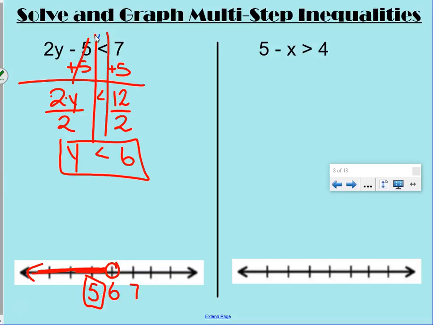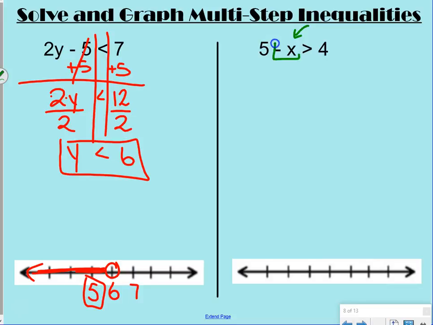5 minus x is greater than 4. Now, if having your x after the number is confusing, flip it around. It's negative x, so we put the negative x first, and it's a positive 5, so when we put plus 5 is greater than 4. That way, it's in a nice, easy working order. Draw your railroad track. Undo that plus 5 with a minus 5.